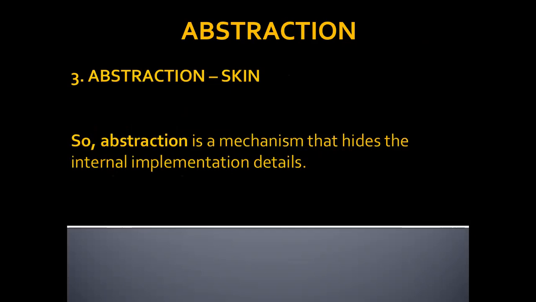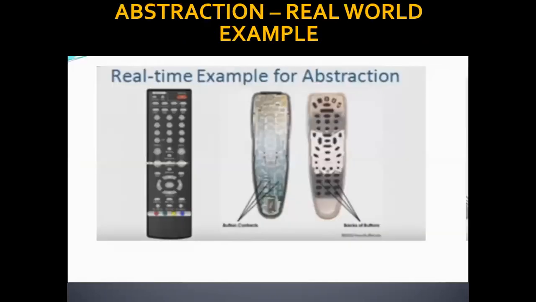Now abstraction. The best example for abstraction is hiding our skin without a dress. Our skin is the best example for abstraction. Abstraction is a mechanism that hides the internal implementation details of a program. Look at this real-world example of a remote control. The inner layer is protected by the outer layer. The inner layer is hidden by the manufacturer.